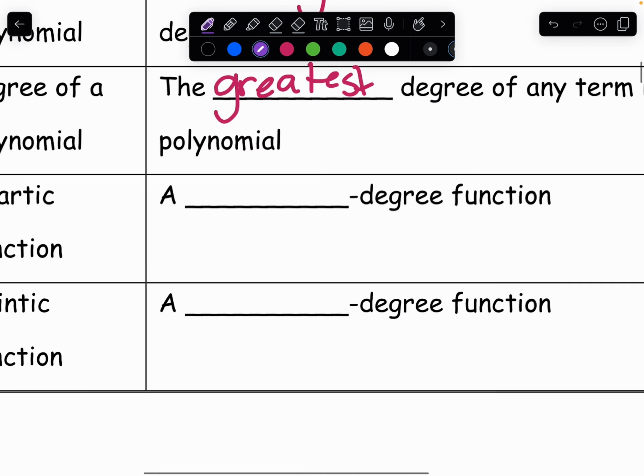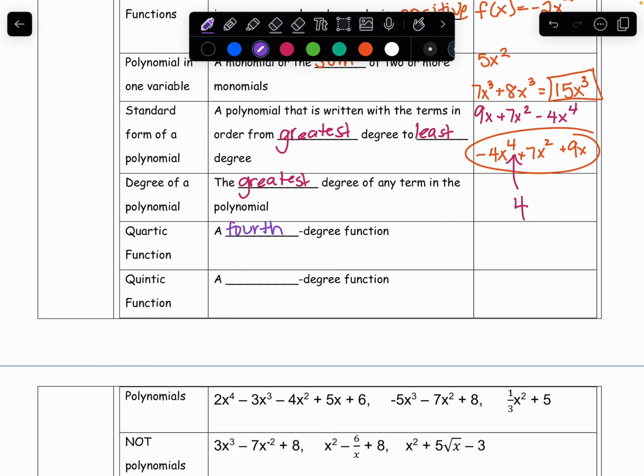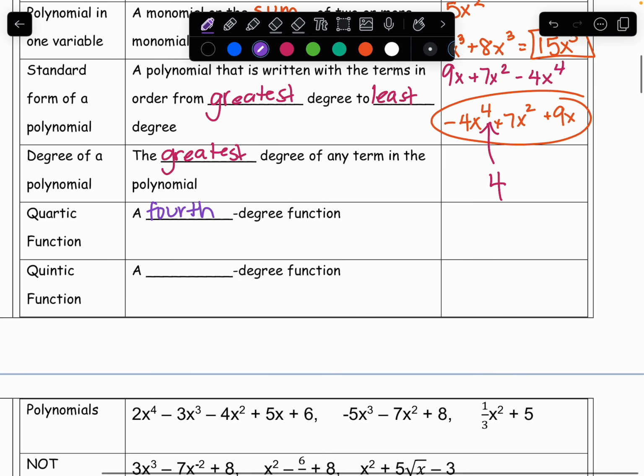A quartic function is a fourth degree function. So we have linear, we have quadratic, we have cubic. Now we have quartic, where our parent function would be y equals x to the fourth power. And then a quintic, I'm hoping I'm saying that right, is the fifth degree function. Our parent function would be y equals x to the fifth power.